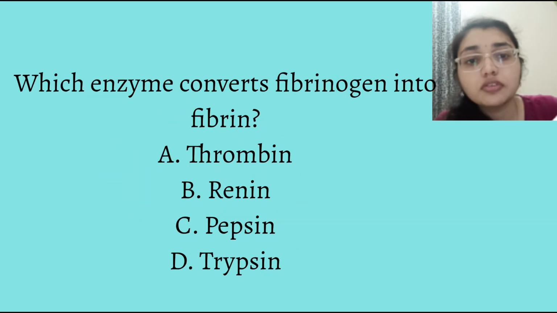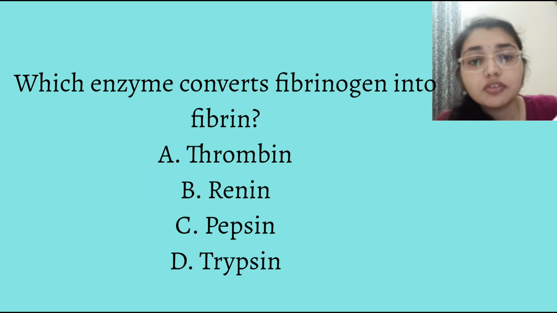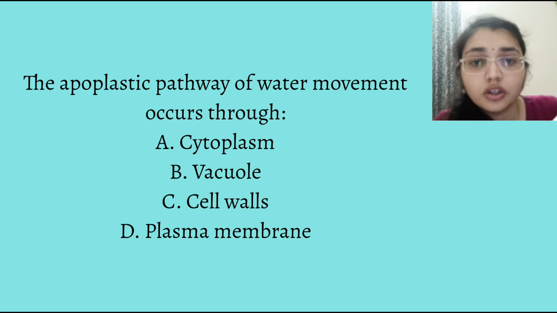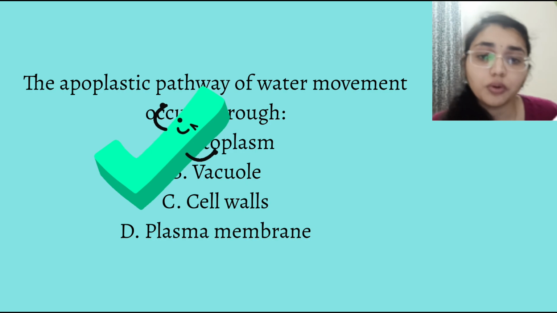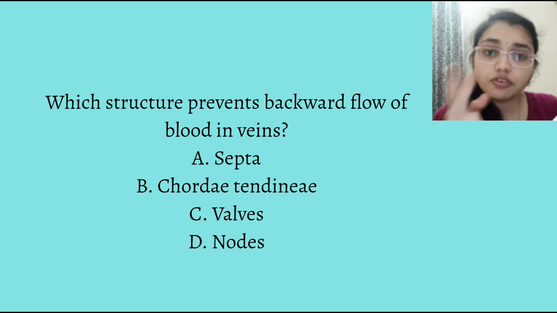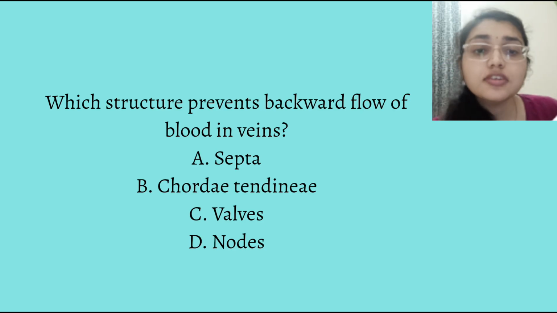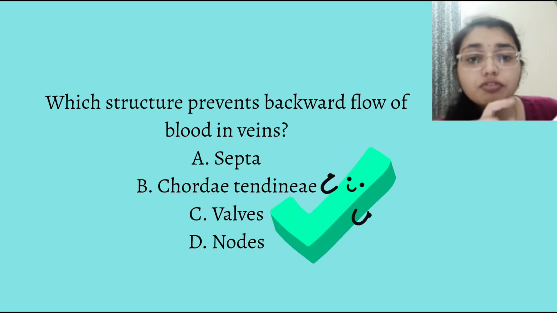Which enzyme converts fibrinogen into fibrin? That is thrombin. The apoplastic pathway of water movement occurs through the cell wall. Which structure prevents the backward flow of blood in the vein? The valves prevent the backward flow of the blood.